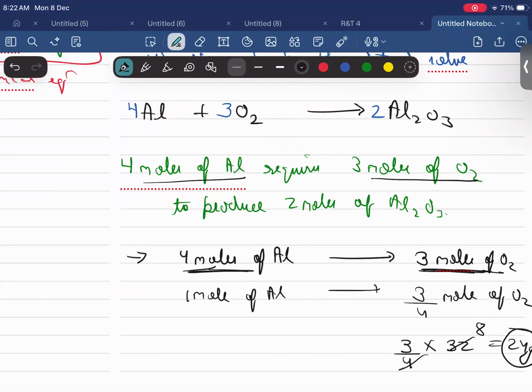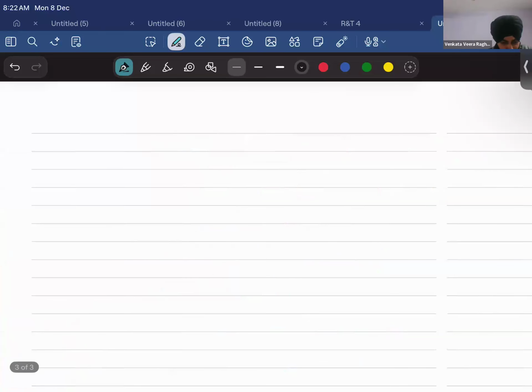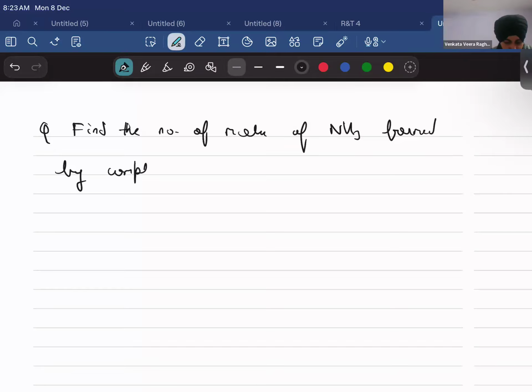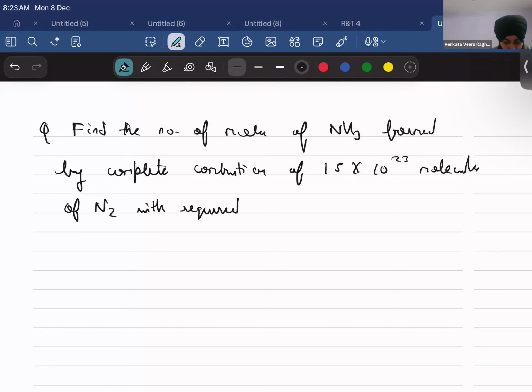Yeah? Yes, sir. Okay, cool then. If this is also clear, then I can give you one question to do quickly, and then we will further move ahead. So find the number of moles of NH3 formed by complete combustion of 15 into 10 to the power 23 molecules of N2 with required H2.